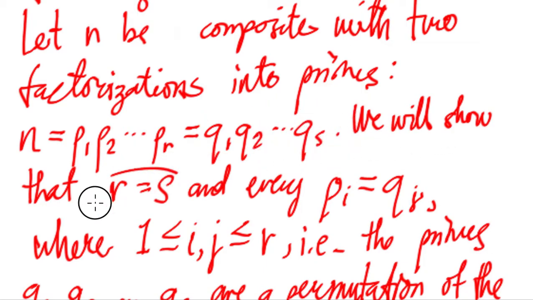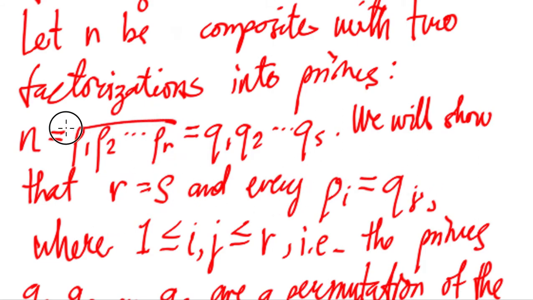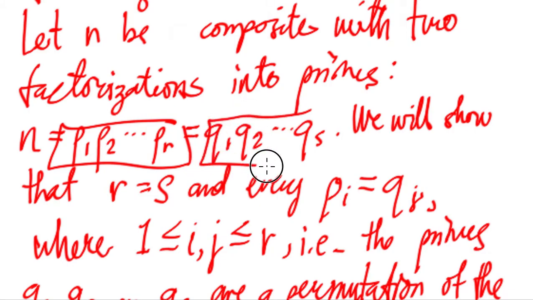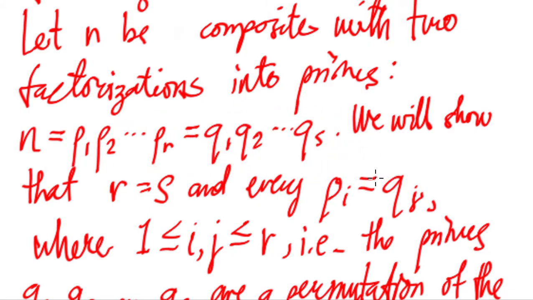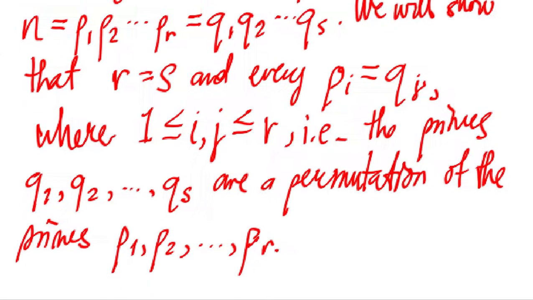So we will show that r is equal to s, and that every p sub i found in this factorization is equal to some q sub j in the other factorization, which tells us that they're equal. So the primes q sub 1, q sub 2, up until q sub s, since p sub i is equal to some q sub j, are a permutation. When we say a permutation, it's just another arrangement of p sub 1, p sub 2, up to p sub r. Okay, so how do we show this?